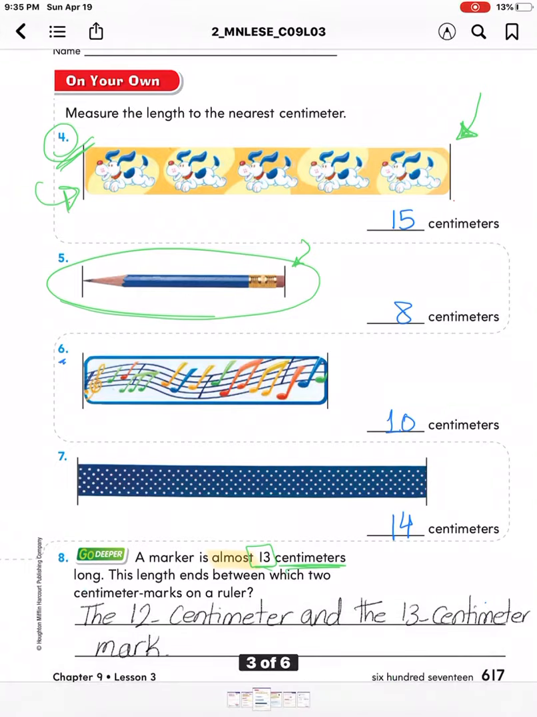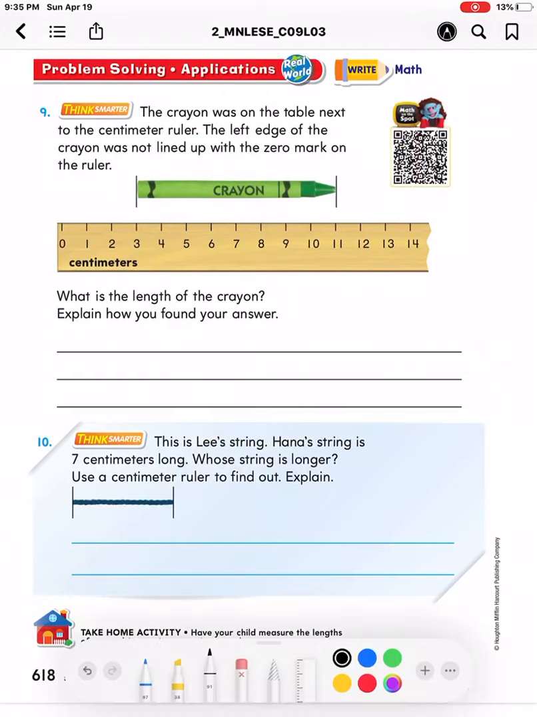Okay, now let's move to page 618 and let's answer it together. Let's read the question. The question says the crayon was on the table next to the centimeter ruler. The left edge of the crayon was not lined up with the 0 mark of the ruler. What is the length of the crayon? Right here. Okay, now, so as you can see here, we are not going to start measuring with the 0 mark, because the crayon is not lined up with the 0 mark, as you can see here.